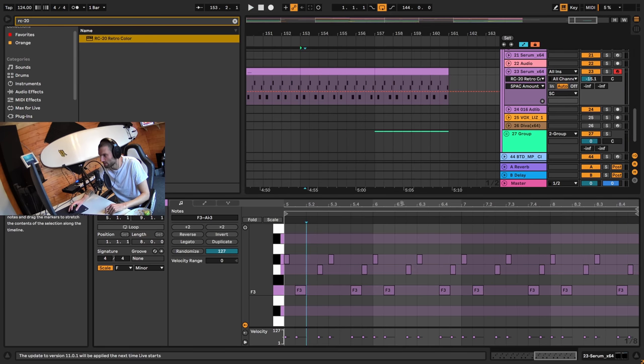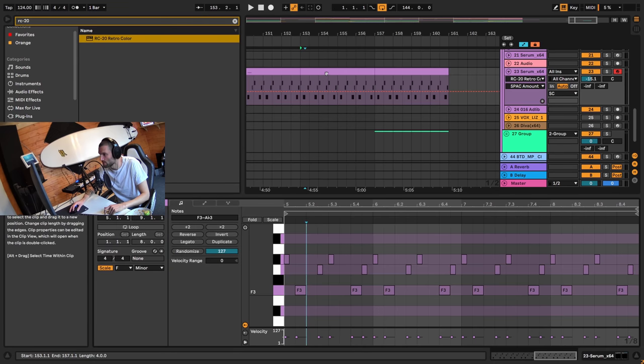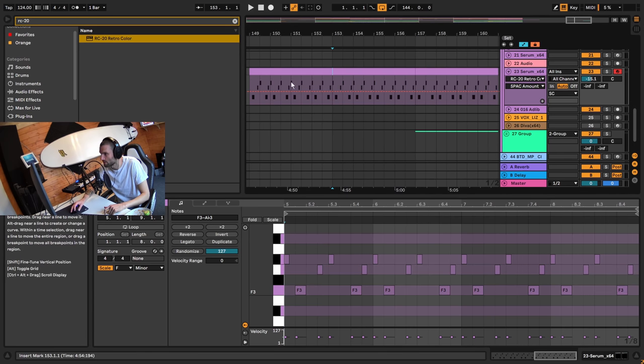Okay, so let's have a quick look at the definition of metric ambiguity. Metrical ambiguity occurs when metrically malleable pitch durational patterns have the potential for different interpretations by the listener. So your interpretation of this arpeggio when you first heard it come in was that this first F note over here was landing on the downbeat, on the first beat of the bar, when in actual fact it was shifted over. But without any context, there's no way you would have known that unless you heard a kick drum or a metronome or something to tell you where the downbeat is.